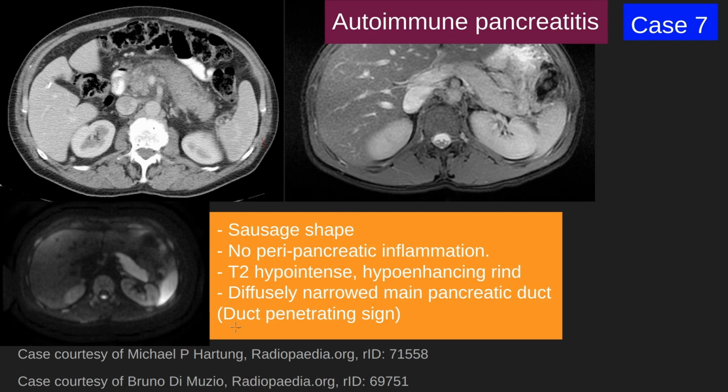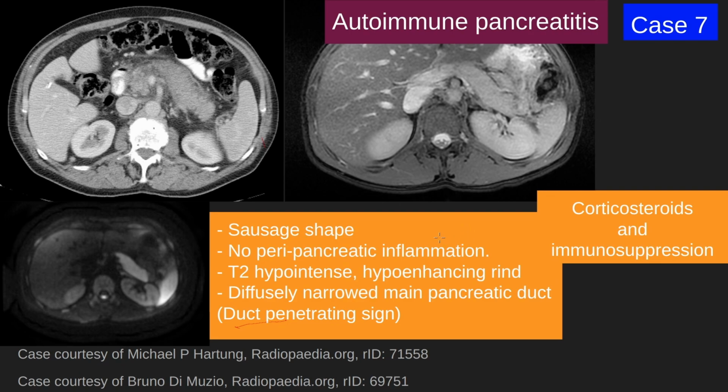When there is a diffuse sausage-shaped pancreas, the pancreas is diffusely edematous. The inflammation causes local mass effect on the main pancreatic duct, causing it to diffusely narrow. There is no abrupt transitioning, but the entire pancreatic duct gets narrowed. The treatment of choice for autoimmune pancreatitis is corticosteroids and immunosuppression.